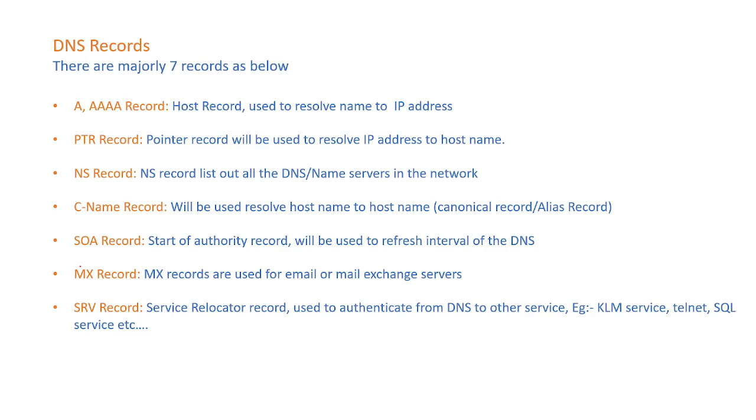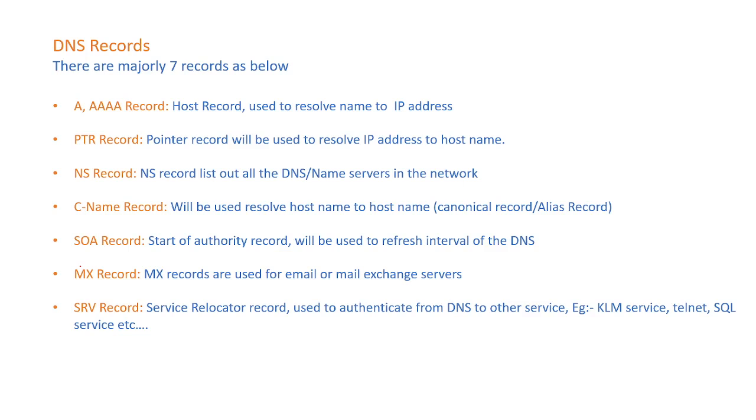NS means name server, CNAME means alias. And SOA also I have explained. SOA means start of authority record. It is a DNS refresh interval. And we have MX record. MX means mail exchange server record. In your office you have mail servers, so for each mail server there will be a record created. We call that record a mail server record, mail exchange server record.